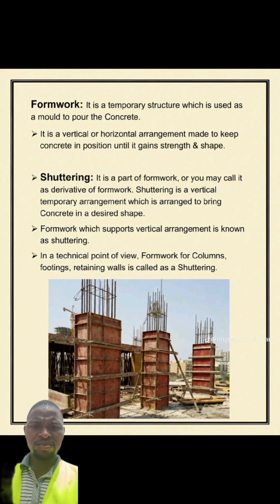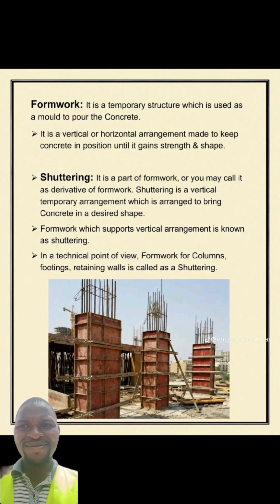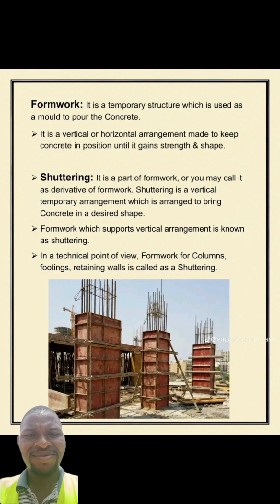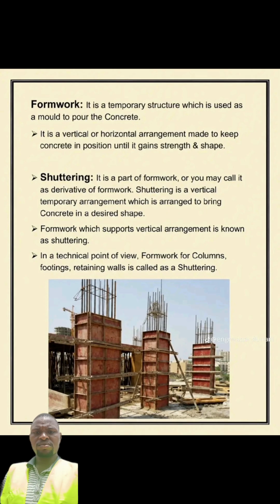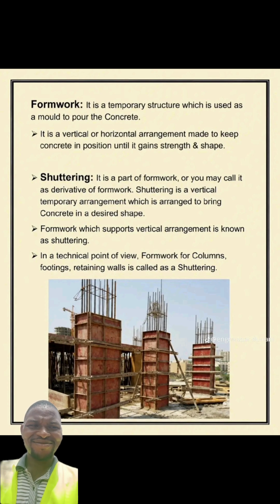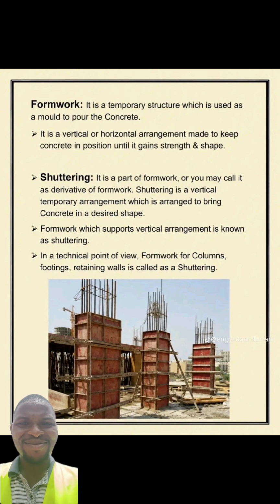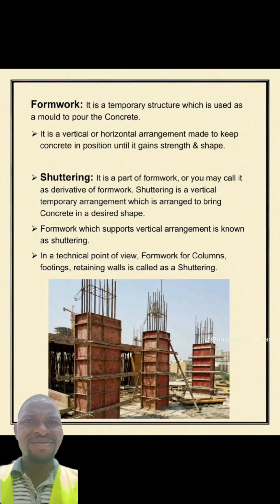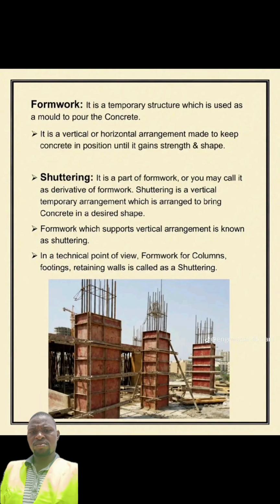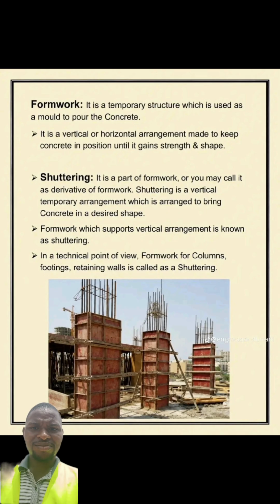So the first type of formwork we have is shuttering. Shuttering is a part of formwork, or you may call it a derivative of formwork. Shuttering is a vertical temporary arrangement which is arranged to bring concrete to a desired shape. So it helps you to bring concrete to a desired shape, and it is a vertical temporary arrangement. Then formwork which supports vertical arrangement is known as shuttering. So when you are dealing with vertical arrangement, you call it shuttering.